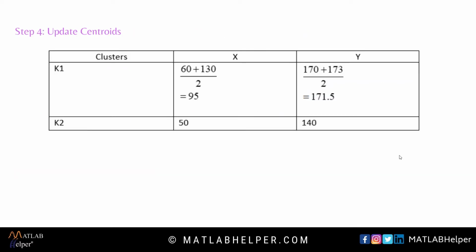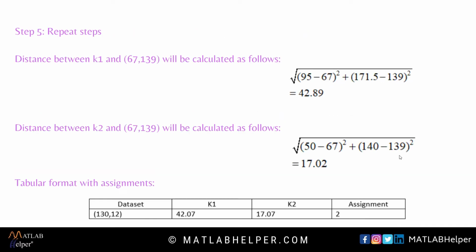Now the next data point is 67, 139. Again calculate the Euclidean distance between this data point and the updated centroids. You can see how the distance between K1 and 67, 139 is calculated. And also you can see how the distance between K2 and 67, 139 is calculated. You can see the calculated distance in tabular form. The Euclidean distance between the data point and cluster K2 is minimum. So I have assigned 2 to this data point.